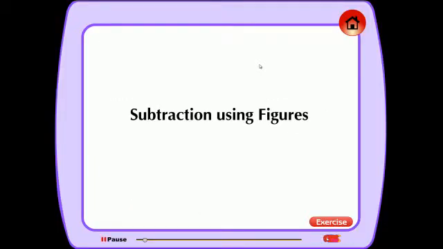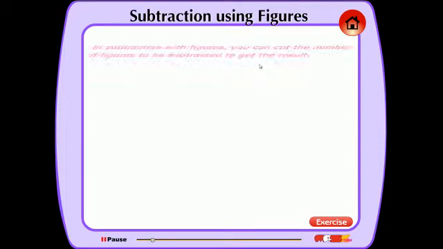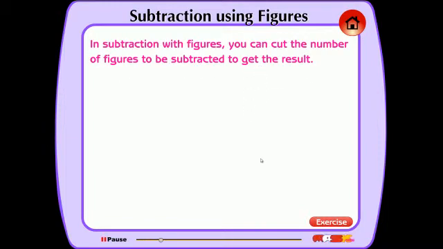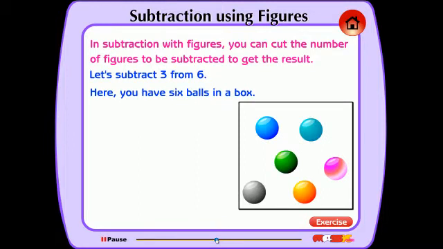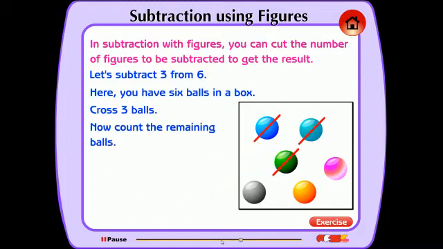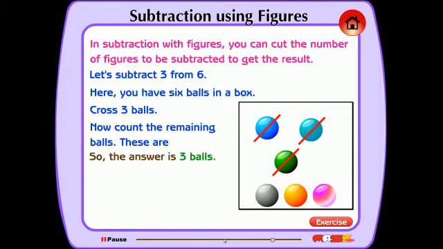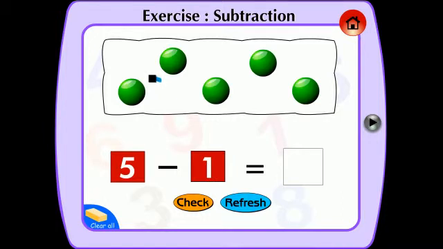Subtraction using figures. In subtraction with figures, you can cut the number of figures in a box. Cross 3 balls, 1, 2, 3. Now count the remaining balls. These are 1, 2, 3. So the answer is 5 minus 1.